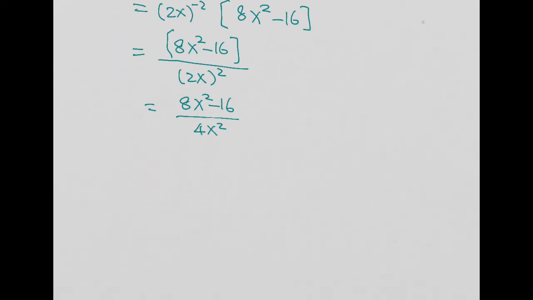And that's divided into two terms again. 8x squared divided by 4x squared minus 16 divided by 4x squared. Let's reduce the fraction. And that's right, our final answer, 2 minus 4 over x squared, which is the same answer as the other two.